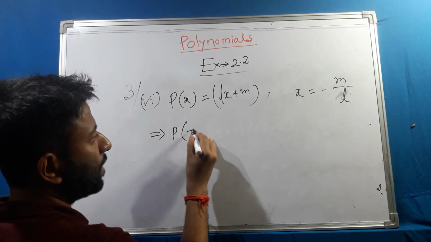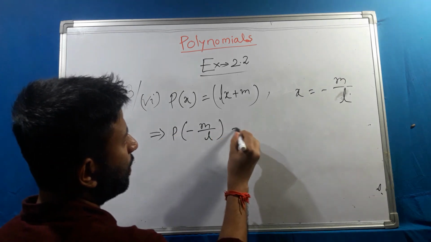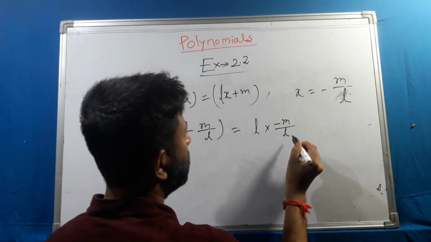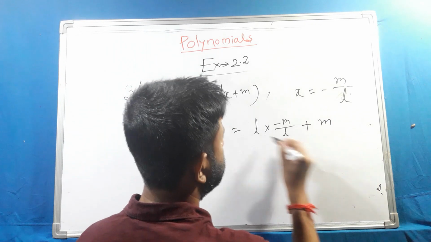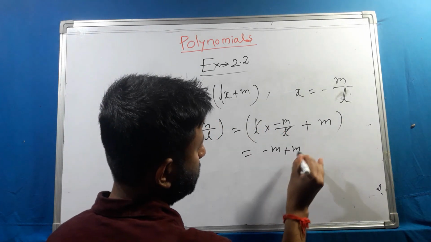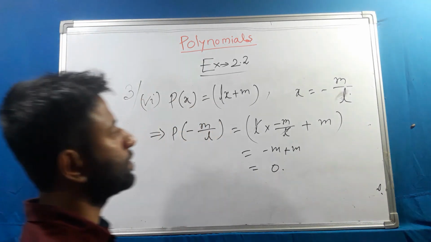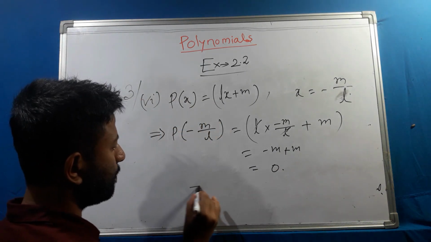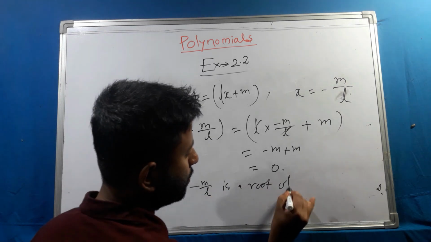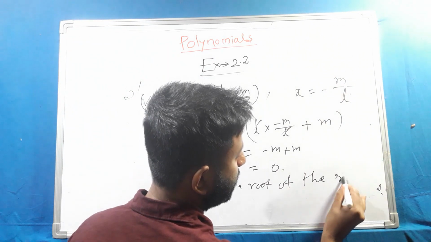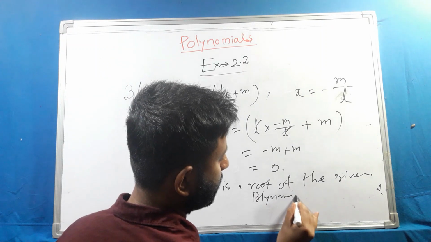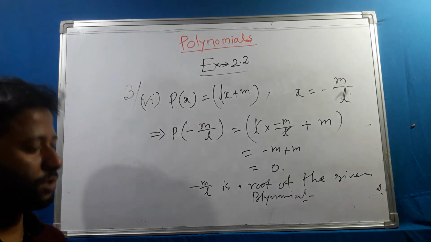For x = -m/l, it becomes l into (-m/l) plus m. The l cancels, the minus m plus m becomes 0. So I can say -m/l is a root of the given polynomial. Okay, so in this way I have to verify all these equations.